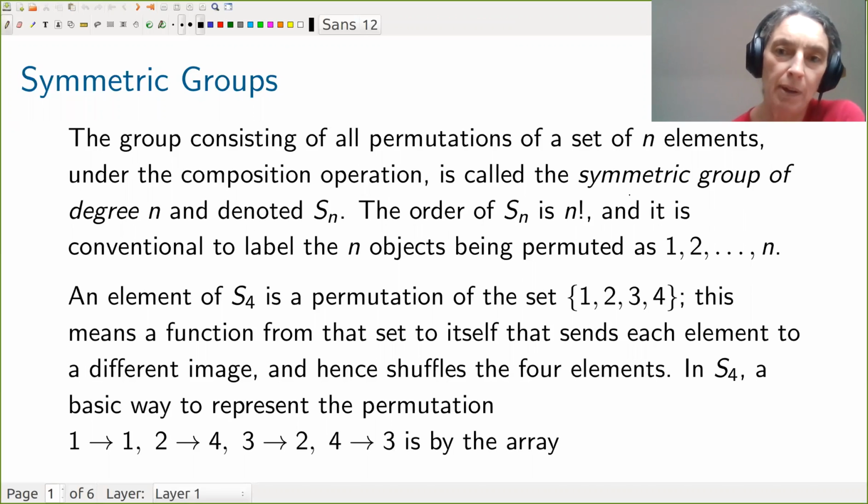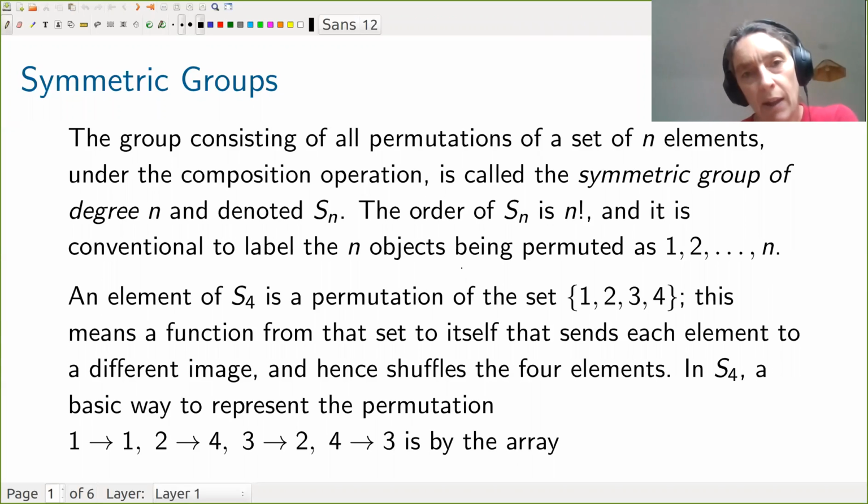It's worth bearing in mind that although we're using the symbols 1 to n to label our n objects that are being permuted, they're not really the first n integers. They're just labels that are used to describe our n objects. They don't have all the arithmetic and algebraic structure of the integers. They're just n things.